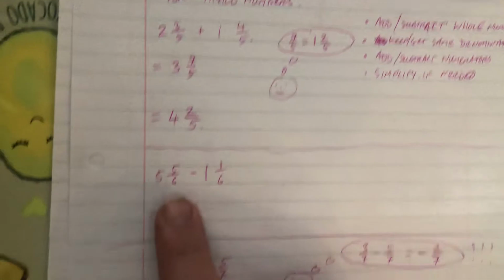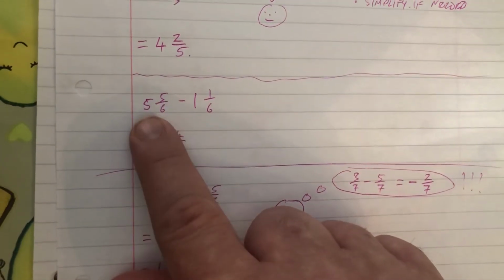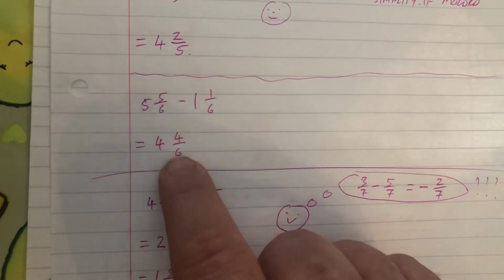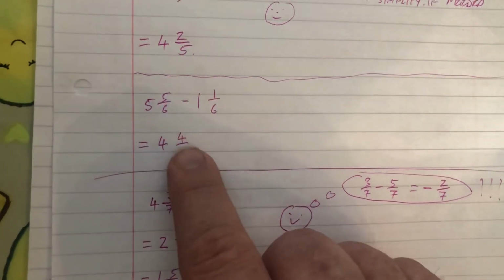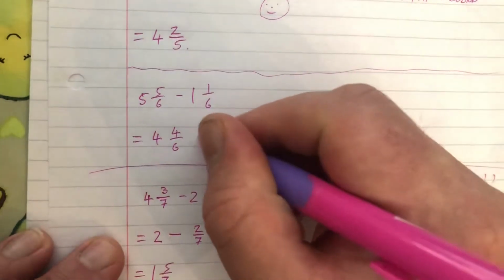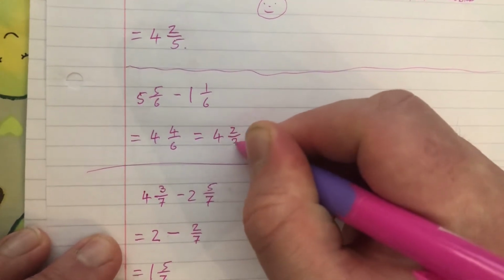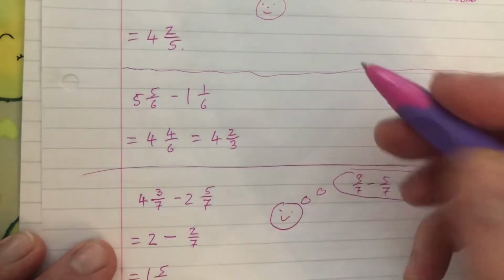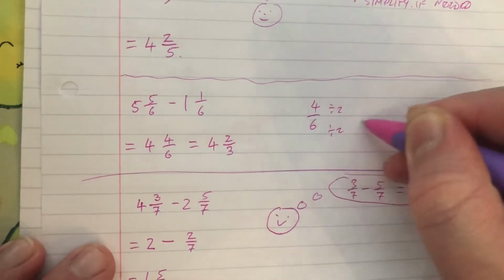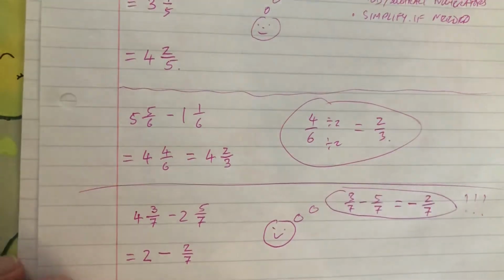For a subtraction one, here we subtract the whole number, so 5 minus 1 is 4, and the denominators are the same, and 5 minus 1 is 4, so it's 4 and 4/6, which should simplify to 4 and 2/3, because we divide top and bottom of the fraction. 4 over 6, divide by 2, should give us 2/3, as we did last week.